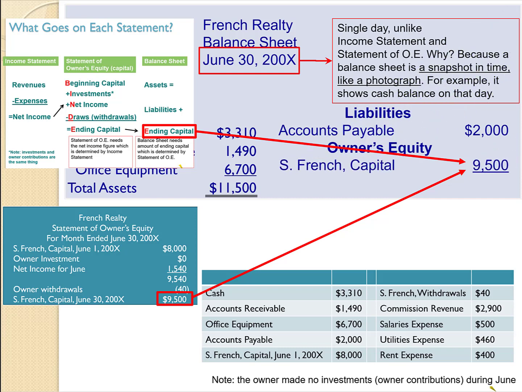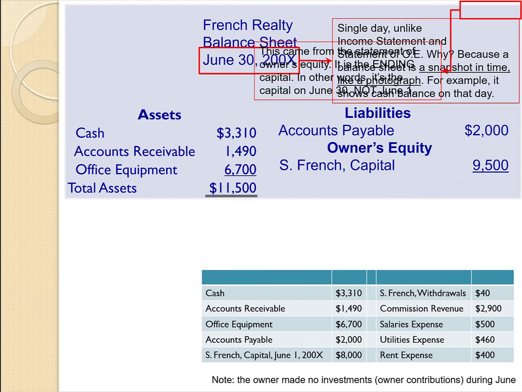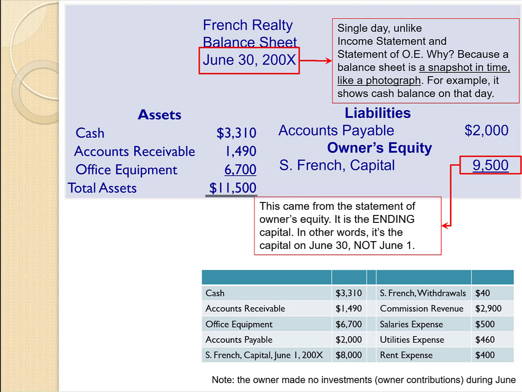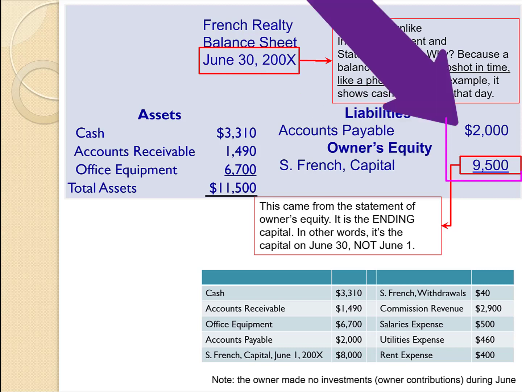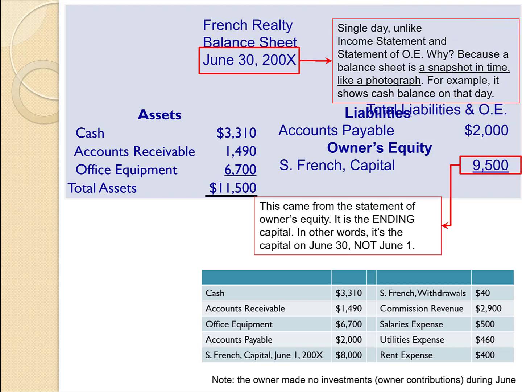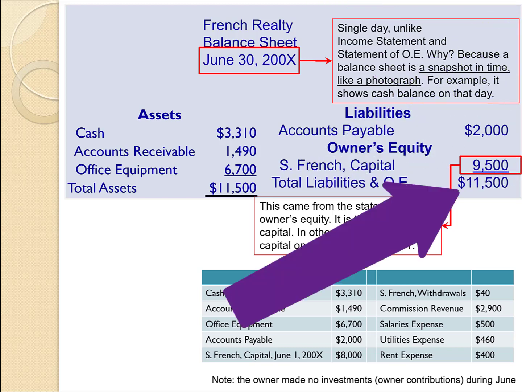So now that we have S French Capital $9,500 on there, and then of course don't forget where that came from. That $9,500 came from the statement of owner's equity and was the ending balance of capital. So now we're going to take the $2,000 of accounts payable plus the $9,500 of capital, add those up, and we get total liabilities and owner's equity of $11,500. And since we're done with that column, we put a double underline.